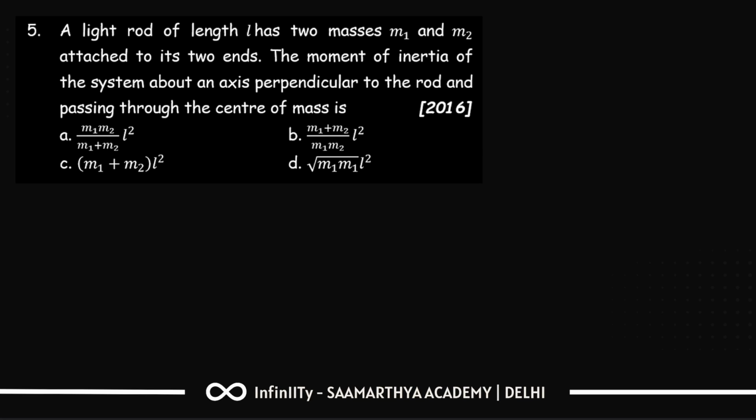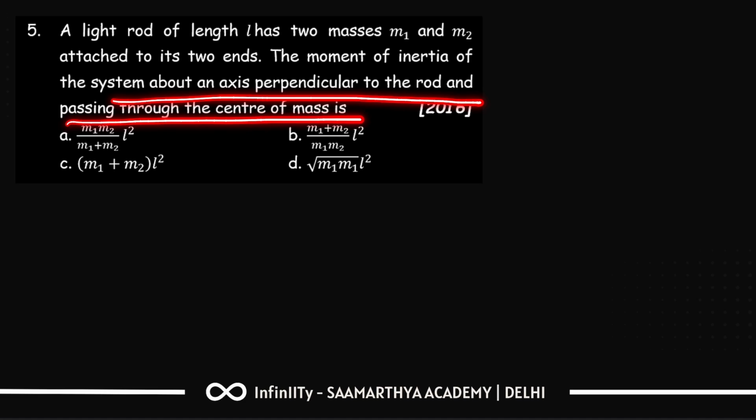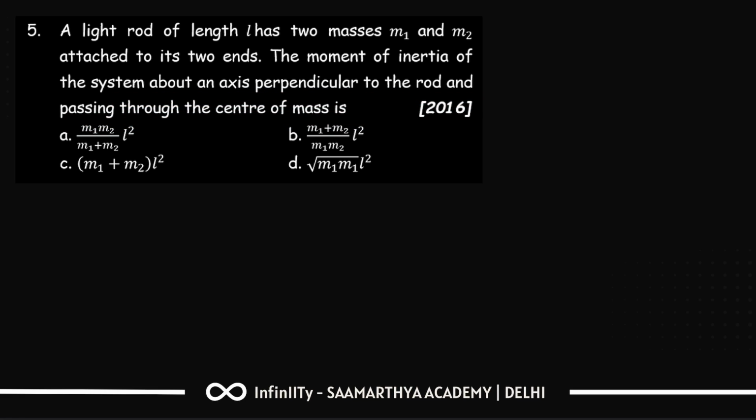एक तो है the light rod, a light rod of length L has two masses m1 and m2 attached to its two ends. Mass of the rod will not be considered because it's a light rod. The moment of inertia of the system about its axis perpendicular to the rod passing through the center of mass is. तो पहले डायग्राम बना लो, चीजें क्लियर कर लेते हैं.